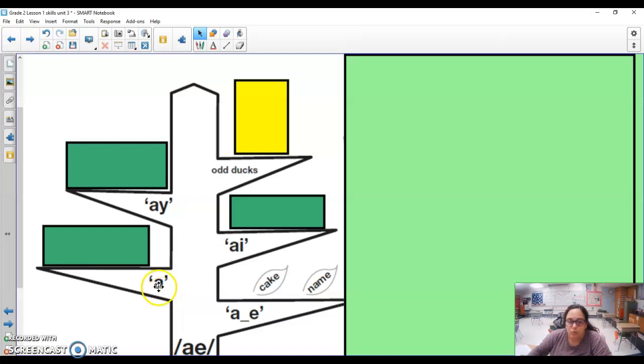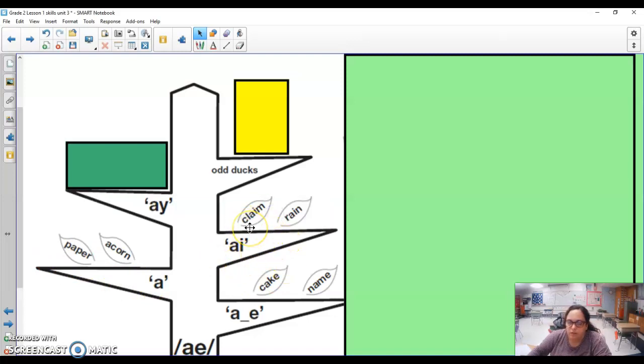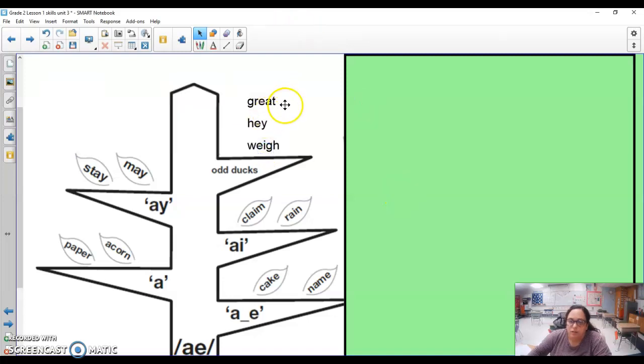The A spelling tree has the letter A. And remember, the letter A will come at the end of the first syllable. So what's this word? Acorn. What's this word? Paper. AI says A. What's this word? Claim. And what's this word? Rain. And remember, the AI comes in the middle of the word. Okay, and then we have AY says A. What's this word? May. How about this word? Stay.